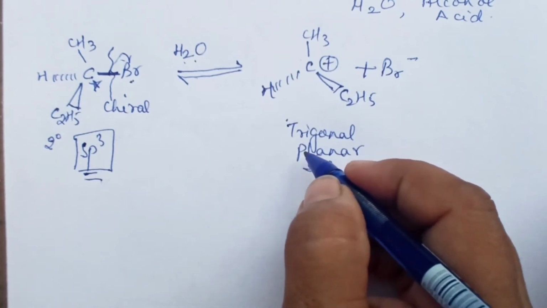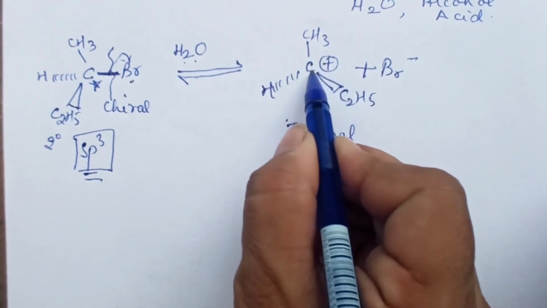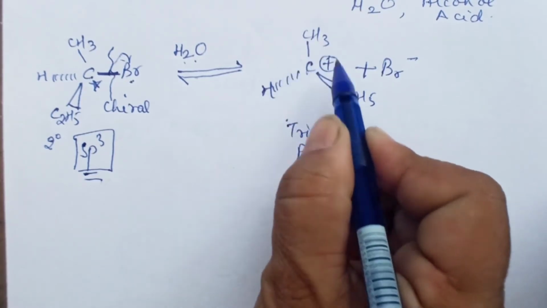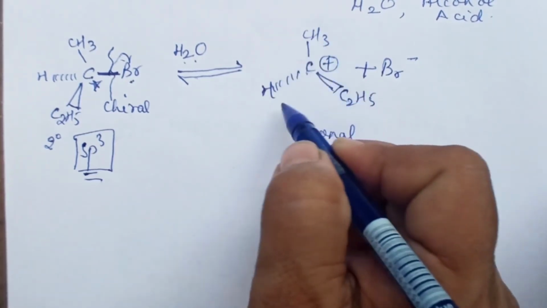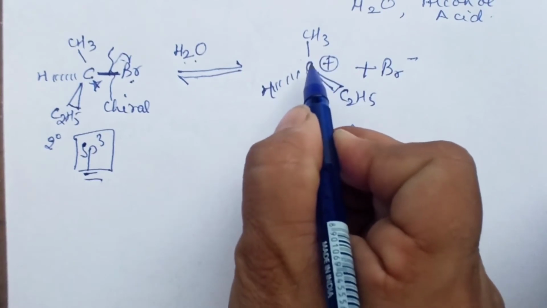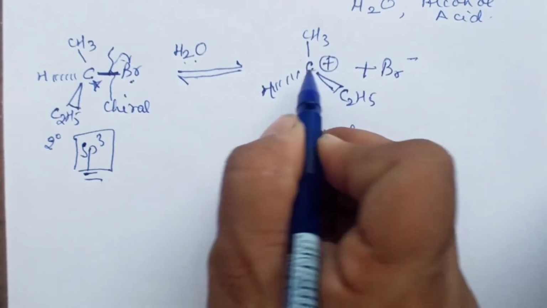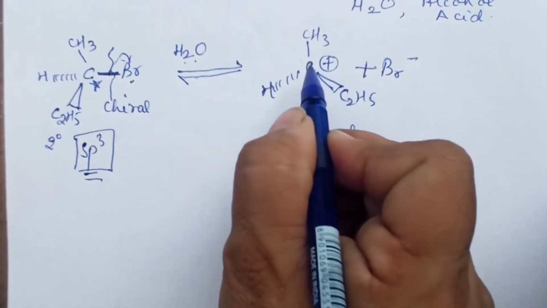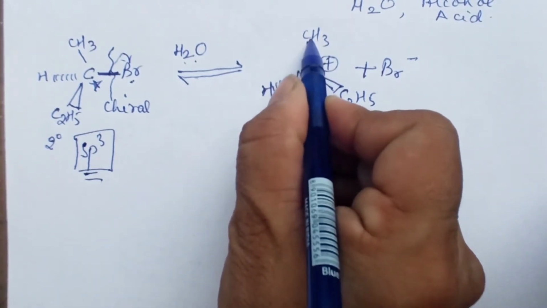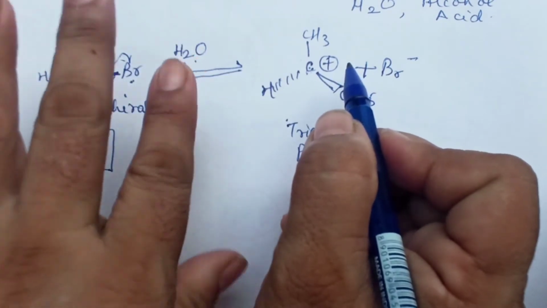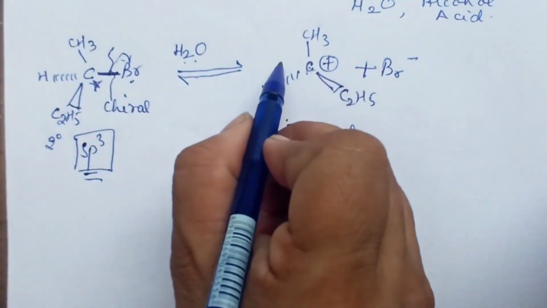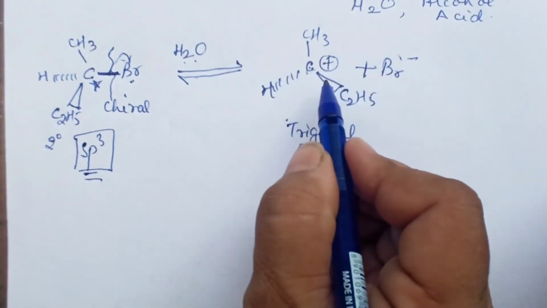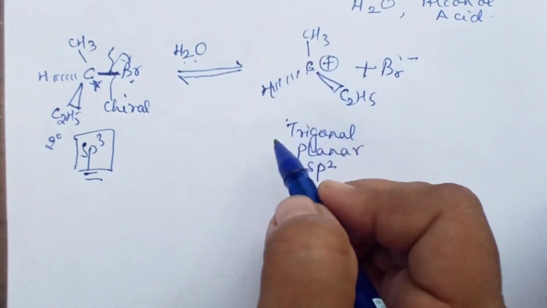When this is planar, this carbocation will be attacked by a nucleophile. Since these are all in one plane, the nucleophile can come from the top and attack, or it can come from the back side and attack. If it is coming from the top side and attacking, these bonds will shift back. If it is coming from the back side, these bonds will come up, like that. So definitely they are going to arrange themselves.